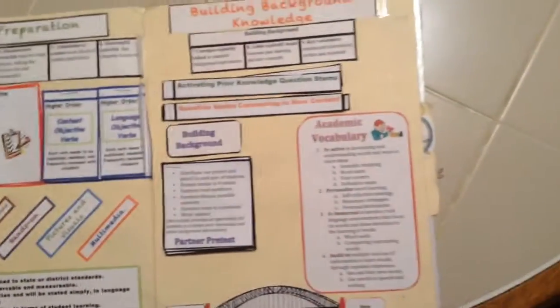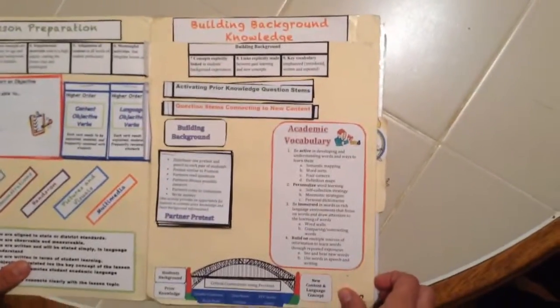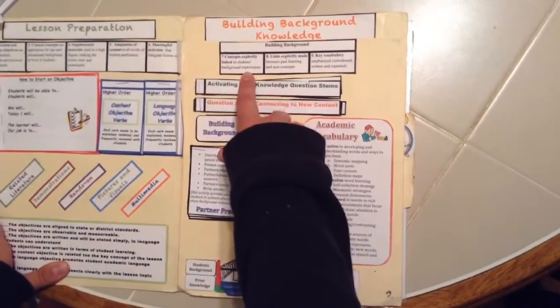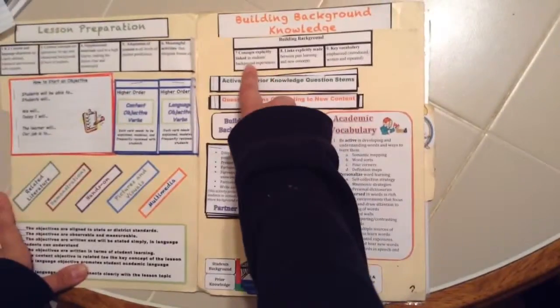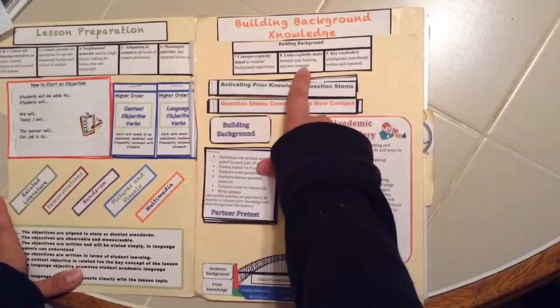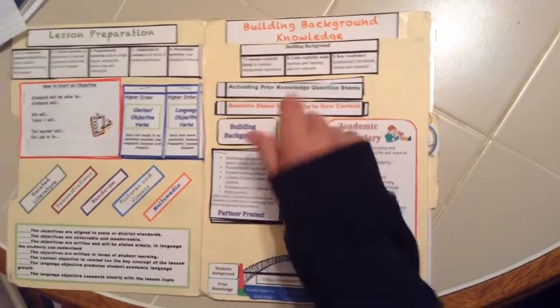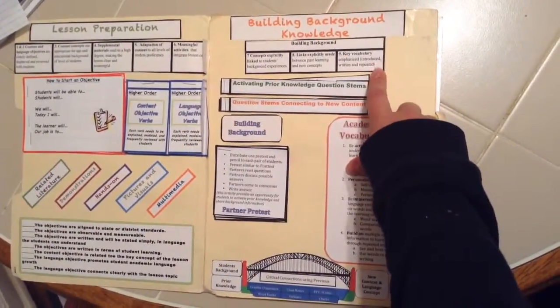The next part of our resource folder is building background knowledge. This building background knowledge has 3 indicators: concepts explicitly linked to students' background experiences, links explicitly made between past learning and new concepts, key vocabulary emphasized.